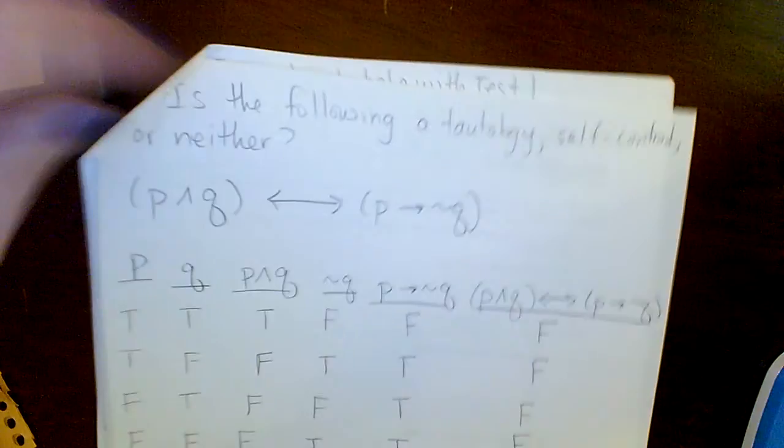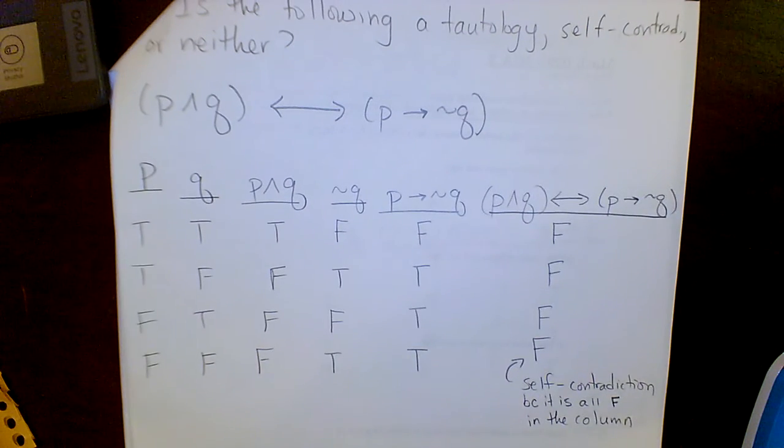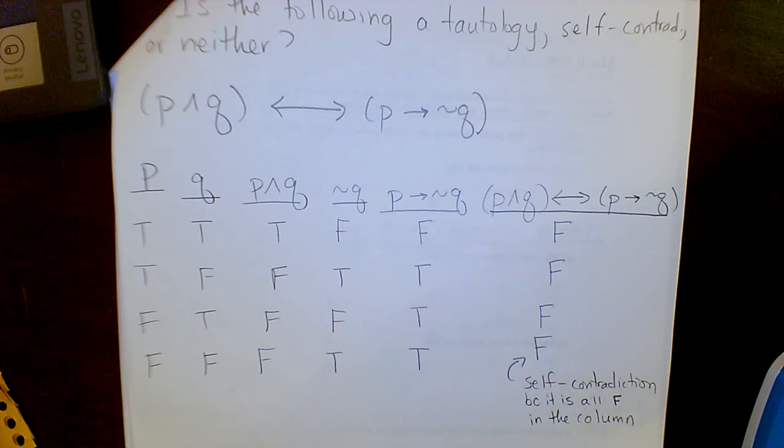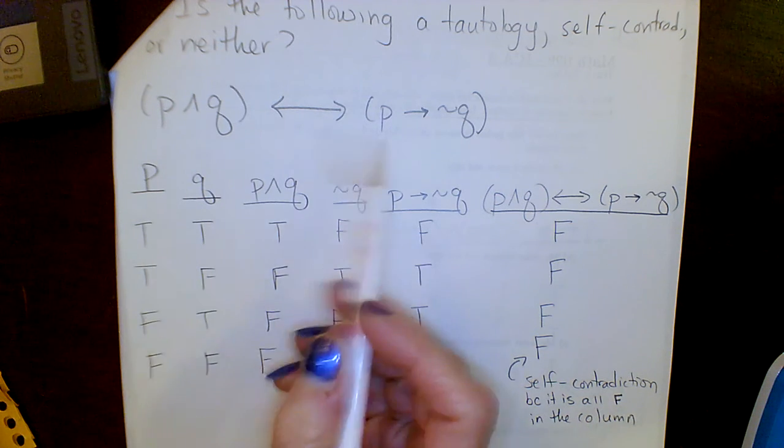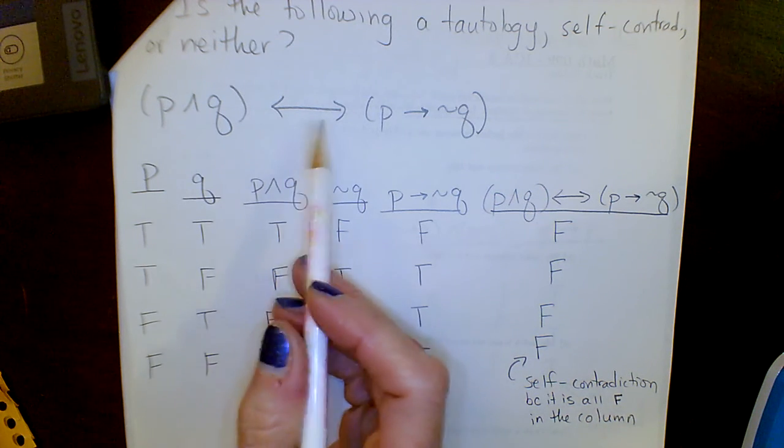All right, and then lastly, more truth stuff, because I know how you guys feel about that stuff. Luckily, after this test, you will not see it again until the final, and even then it won't be very much. So is the following a tautology, a self-contradiction, or neither? Now, a tautology means that the final column is all true. A contradiction is all false. Neither is a mixture of true and false. So we just need to build a truth table for this biconditional statement.